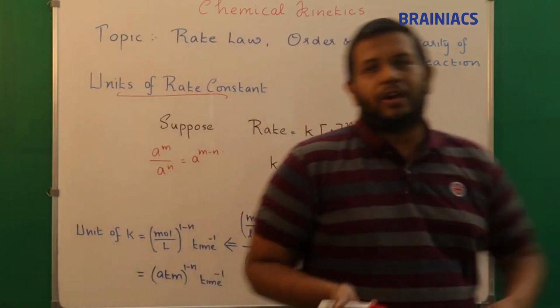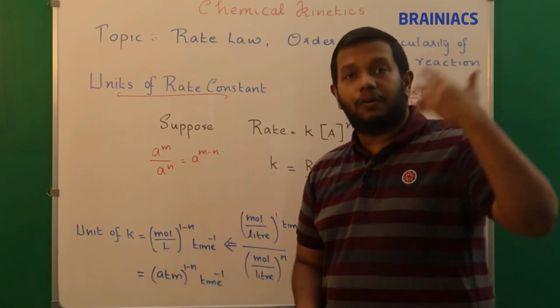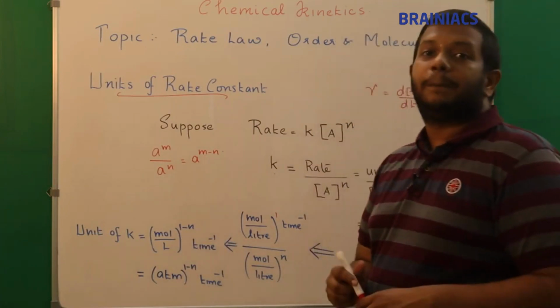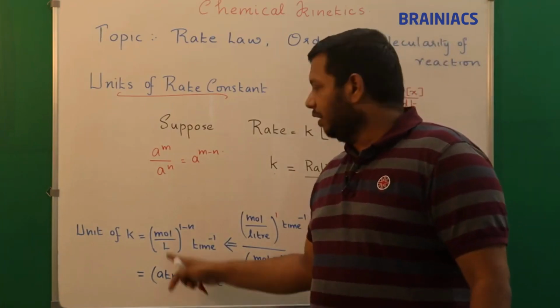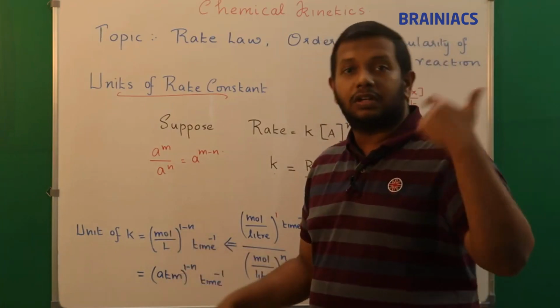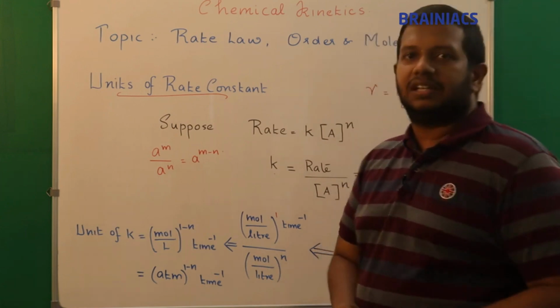Suppose there are cases where gaseous reactions happen. So in that case, instead of concentration, we use the term pressure. So what will come into the picture? Atmosphere. The unit, instead of concentration, mole per liter, we use the term pressure. That means the rate law can also be expressed in terms of pressure. We will learn that.